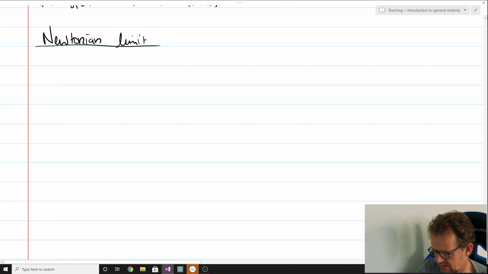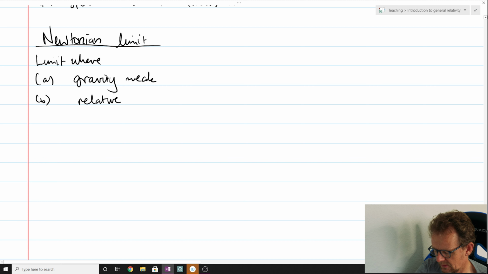So the Newtonian limit is the limit where, let's say A, gravity is weak. We don't want super strong gravitational fields. To talk about the Newtonian limit, B, we want relative motion of the sources being quite small. You don't want things zooming by at near the speed of light or orbiting each other with an orbital velocity that's close to the speed of light.